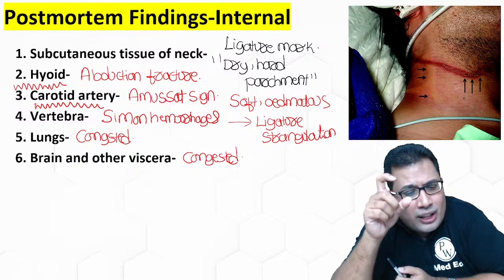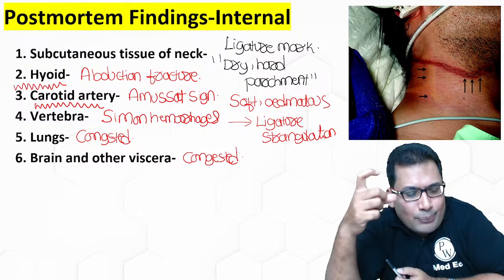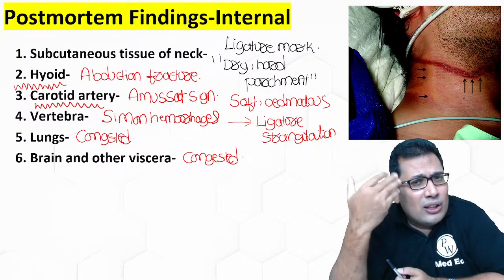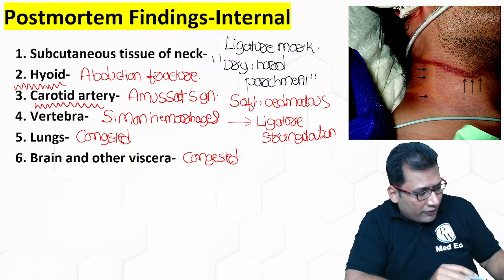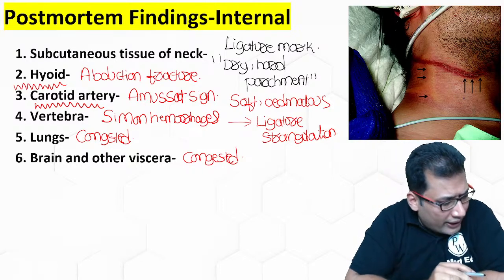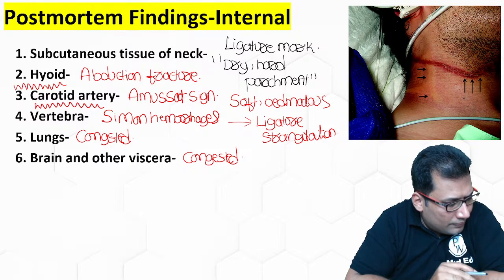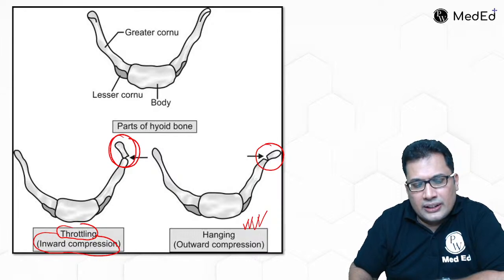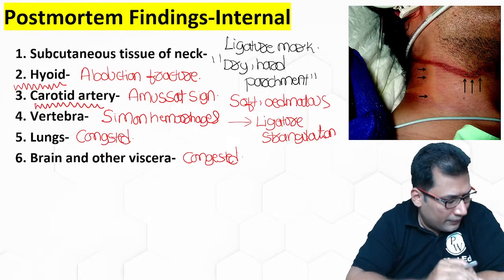In the hyoid bone you will see an abduction fracture. In the carotid artery you will see Amussat sign. In the vertebra, Simon hemorrhages. Lungs are congested. Not only lungs, the brain and other viscera are all congested. Yes guys, have you understood this? Shall I move ahead? So this is the abduction fracture and adduction fracture. You understood, guys? Shall I move ahead?